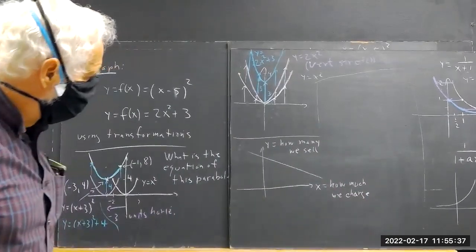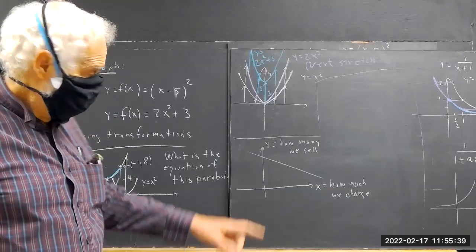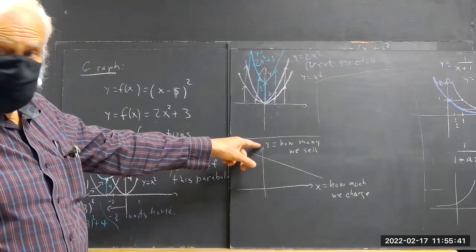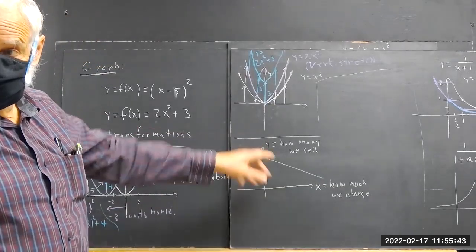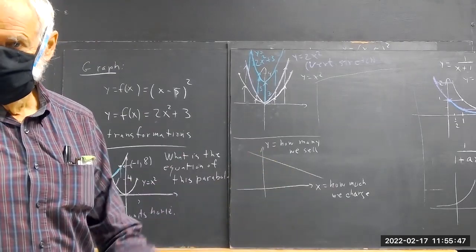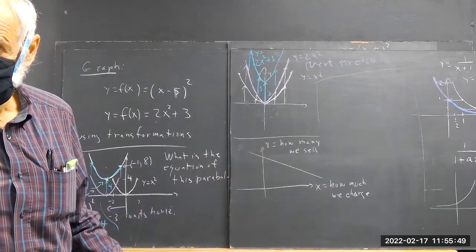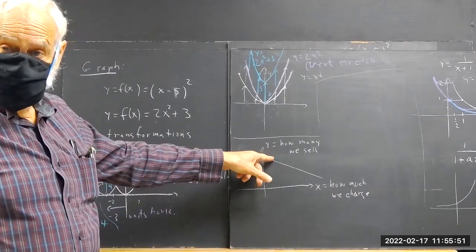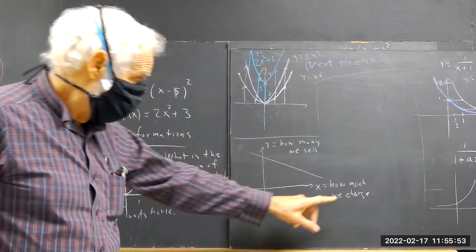Okay, this is not too difficult to understand. Y measures how many we sell. Usually we call them widgets, a general term for something we sell. This is how many, whatever it is we're selling, how many we sell, and this is how much we charge.